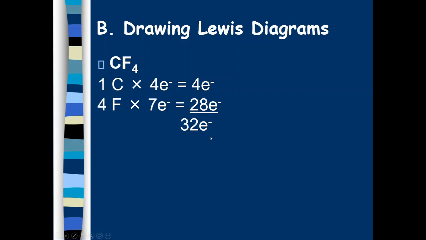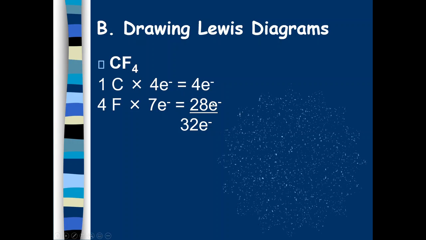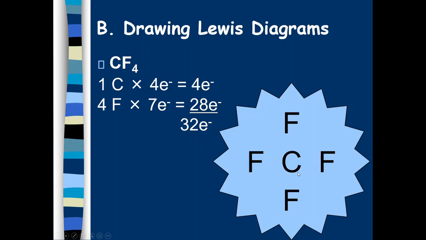Step 2 is to arrange the atoms so that the single atom is in the middle. Carbon is always in the middle. It's also my single atom, so it goes in the middle of this arrangement with 4 fluorine atoms surrounding it. Step 3, form bonds between atoms. We're going to draw 1 bond from carbon to each of the fluorines.